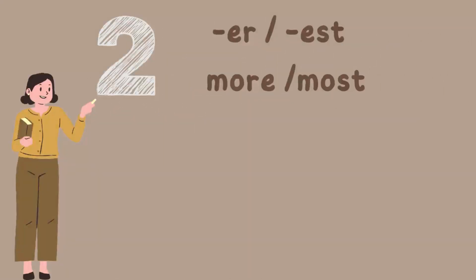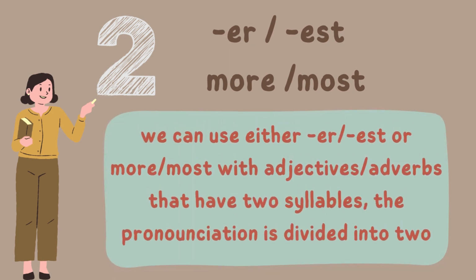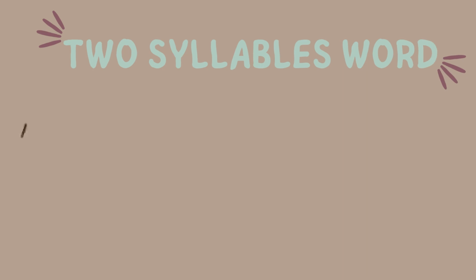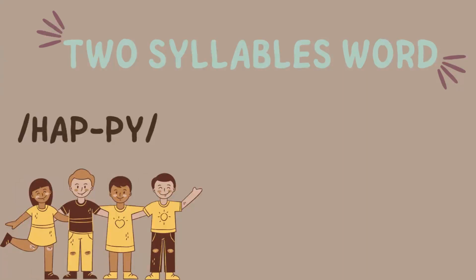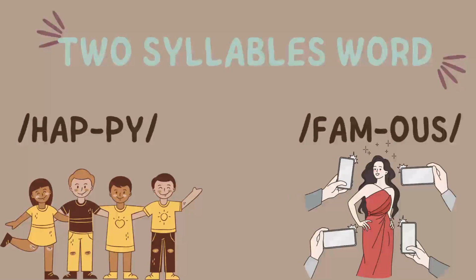Number 2. When we can use the suffix er or est and more or most. We can use either er or est, or more or most, with adjectives or adverbs that have two syllables. The pronunciation is divided into two. Examples of two-syllable words are happy, hap-py, and famous, fa-mous.